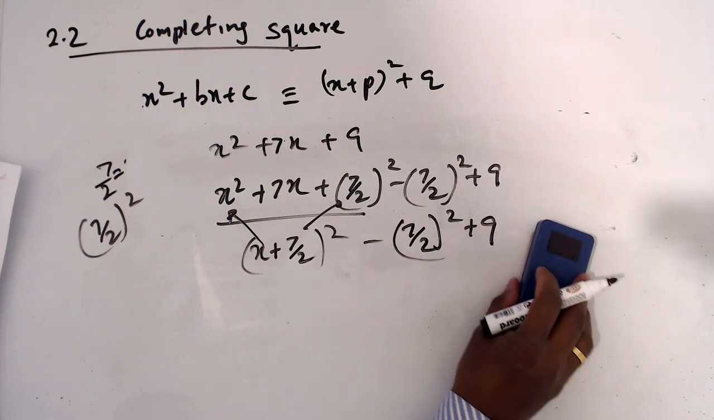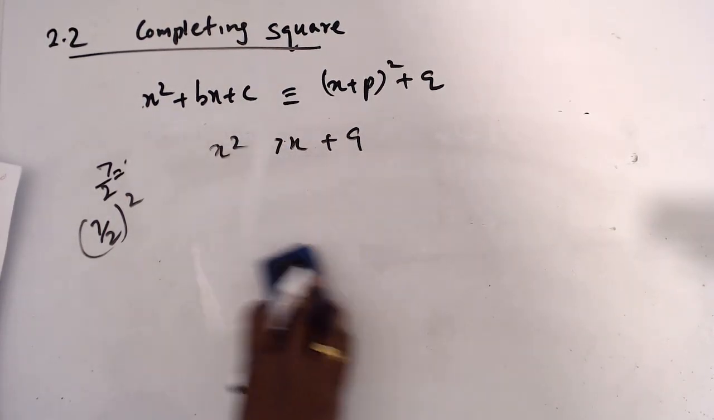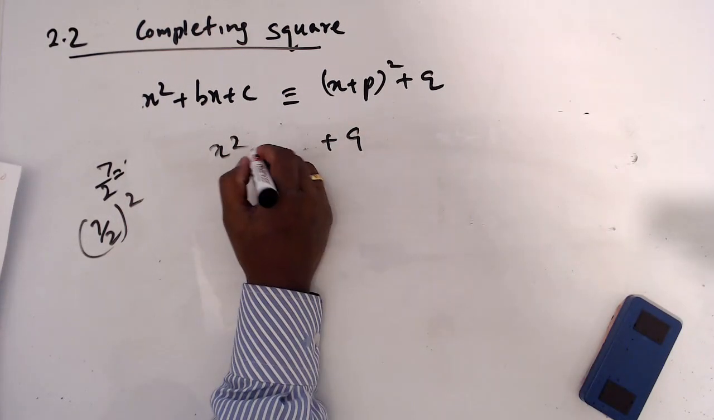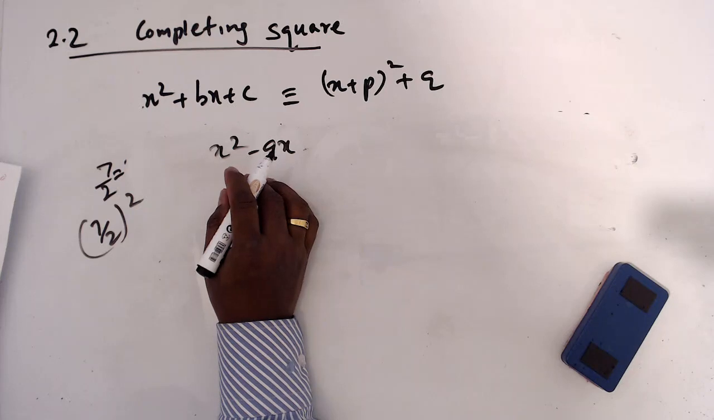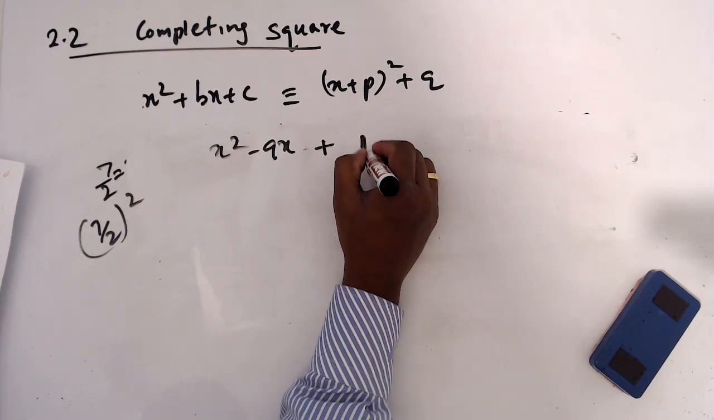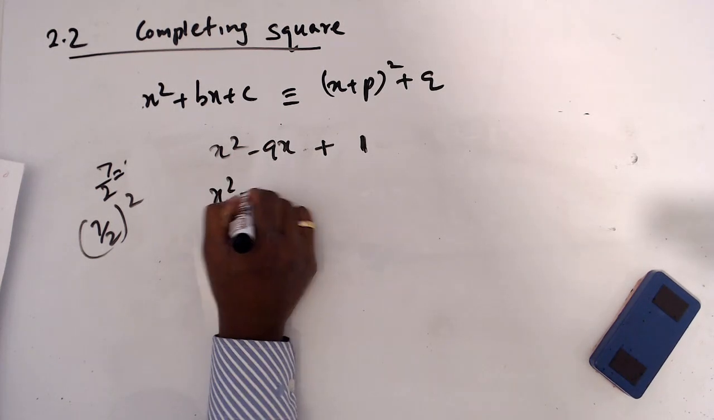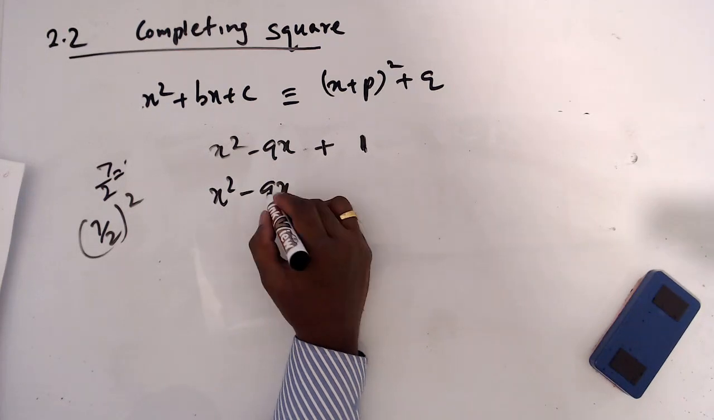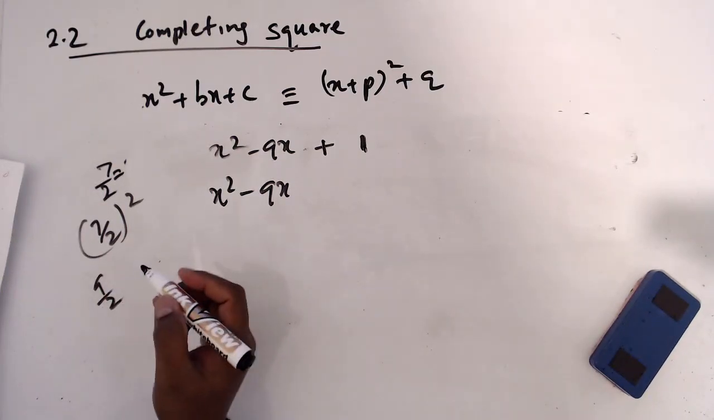Another one. x square minus 9x plus 25. I'll put a small number. x square plus 9x plus 1. So then you have to write x square 9x. Then what is half of 9? 9 divided by 2. So half of 9 means 9 divided by 2.